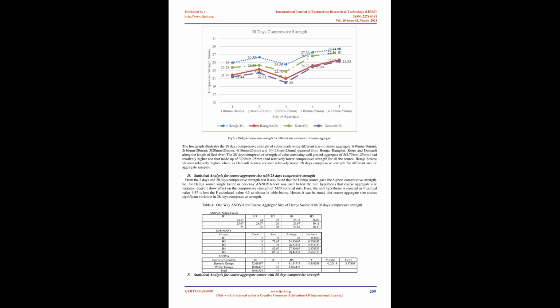The line graph illustrates the 7 days compressive strength of cubes made using different sizes of coarse aggregate: 1, 10 mm-16 mm; 2, 16 mm-20 mm; 3, 20 mm-25 mm; 4, 10 mm-25 mm; and 5, 4.75 mm-25 mm, quarried from Hemja, Ramghat, Kotre, and Damauli along the length of Seti River.